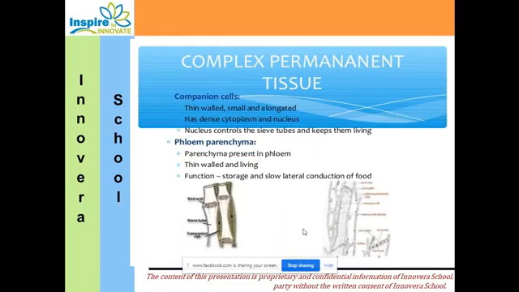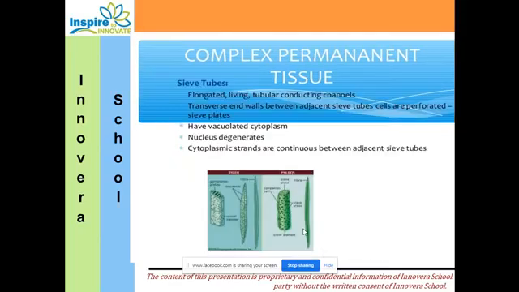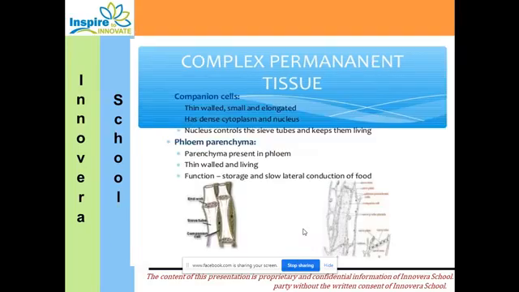Now see what they are telling us about the companion cell. I hope the sieve tube is clear to you all. Yes, the sieve tube is the long tubular conducting channel of phloem. Now what will these companion cells do? They are thin walled, small and elongated. So along with the sieve tube, even the companion cell will do the function of transporting, but they are thin and small. They have dense cytoplasm. Dense cytoplasm is seen in companion cells.